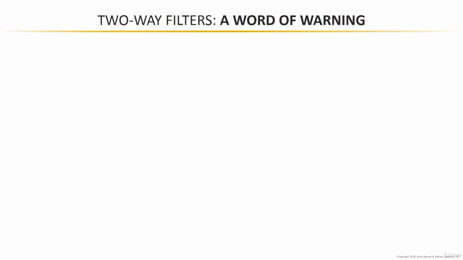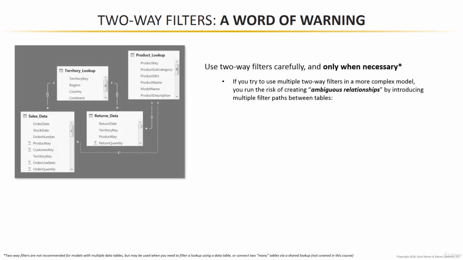So that brings me to my next point, which is a word of warning about two-way filters. The fact is you've got to use two-way filters carefully and only when necessary. Now there are cases where two-way filters are helpful or sometimes even necessary, like for instance, if you want to intentionally filter a lookup based on a data table, kind of like we just showed. But the thing is, two-way filters really aren't recommended for models with multiple data tables, exactly like the one that we're working with. And in fact, if you try to use multiple two-way filters in a more complex model like this, you run the risk of creating something called an ambiguous relationship.